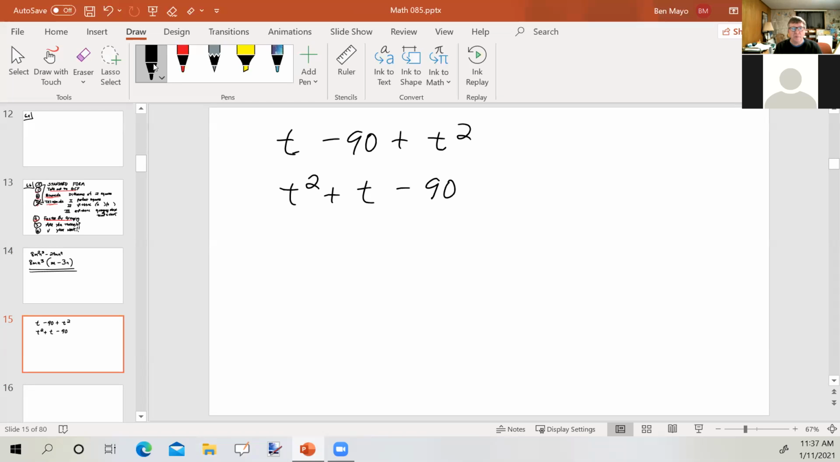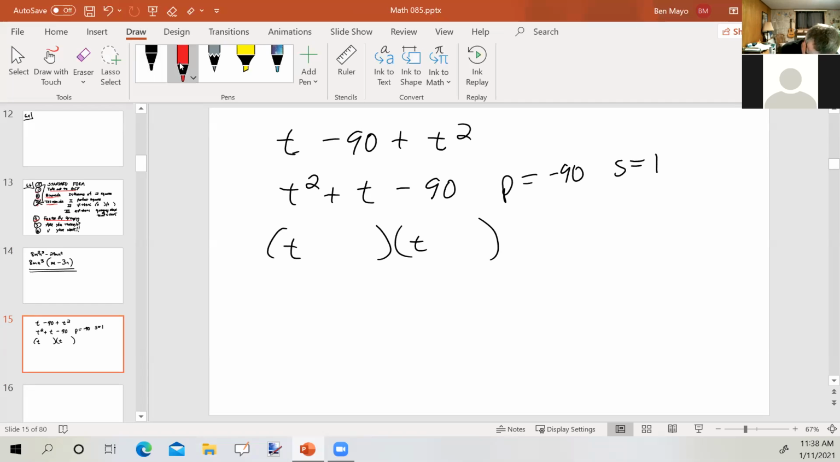The leading term has a coefficient of 1, and it's not a perfect square because even though t squared is a square, 90 is not a square. Since it has a leading coefficient of 1, I'm going to break it up like this. Then I'm looking for a product that's negative 90 and a sum that's a positive 1, the implied 1 coefficient in front of the t. So I'm looking for two numbers whose product is negative 90 and whose sum is 1.